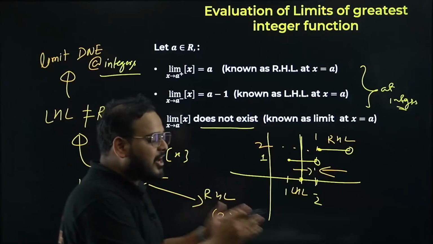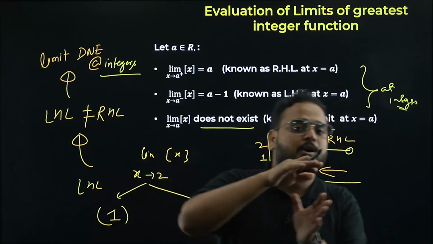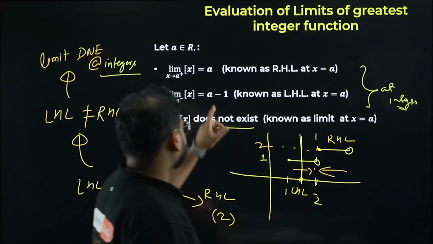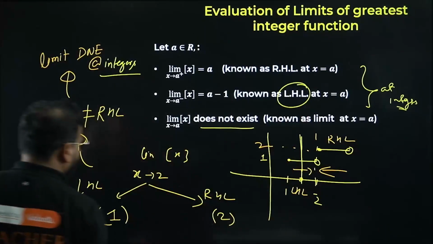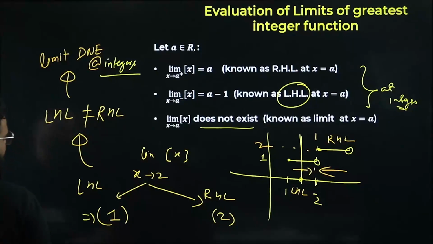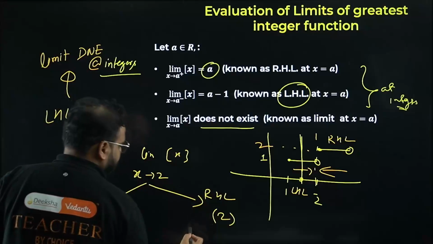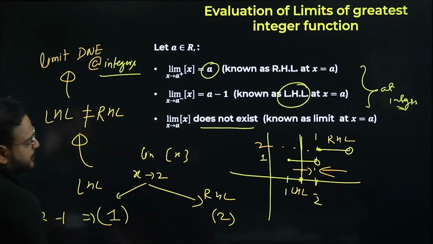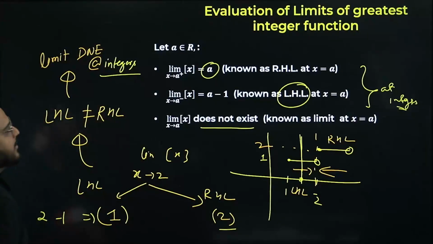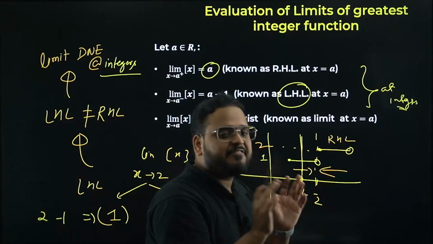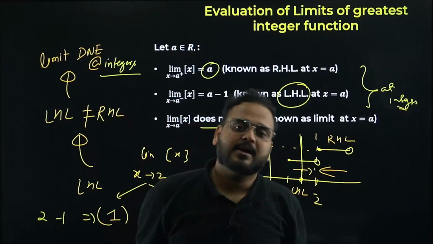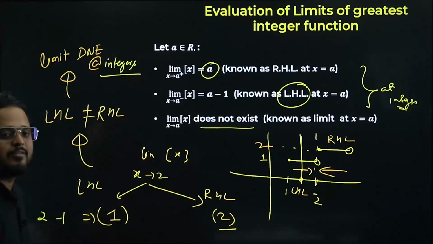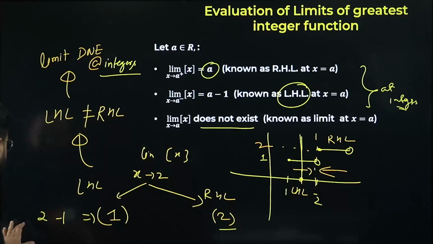So at the integral value of x, the function limit will not exist because it becomes a and a minus 1. See, your LHL is what here? 2 minus 1, which is how much, sir? 1. Please check. In this case, it is simply a. Please check. 2. Okay. I hope you're getting the point. So for the GIF function, the limit does not exist at the integral point, and at the other points, it will always exist. So please have a look. This is clear. Moving on.